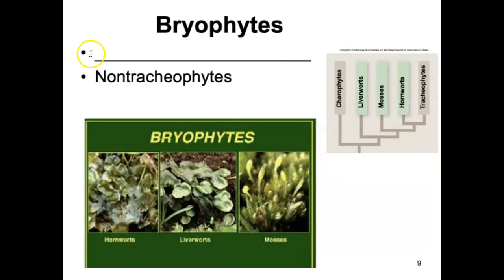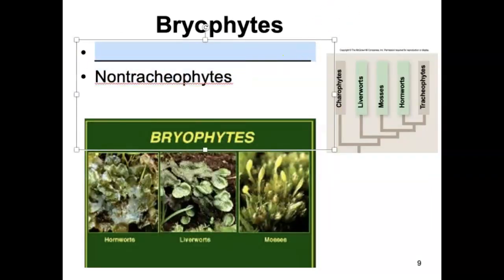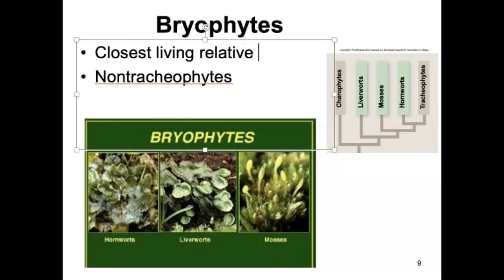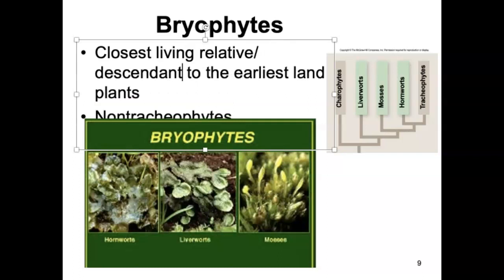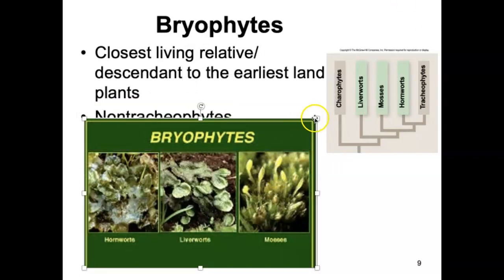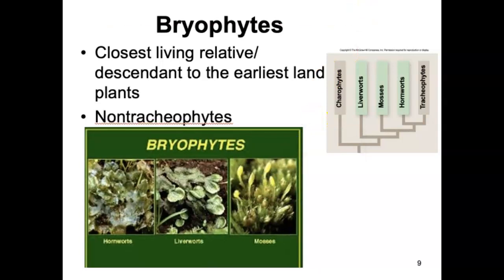The bryophytes themselves are going to be the closest living relative to the earliest land plants. Okay, to the first land plants. The closest living relative, we could say descendant, to the earliest land plants. Generically, sometimes we'll refer to them as non-tracheophytes, meaning these plants don't have tracheids.